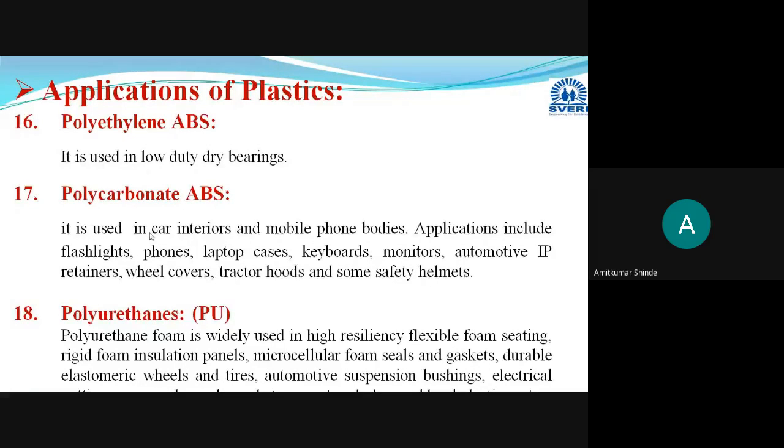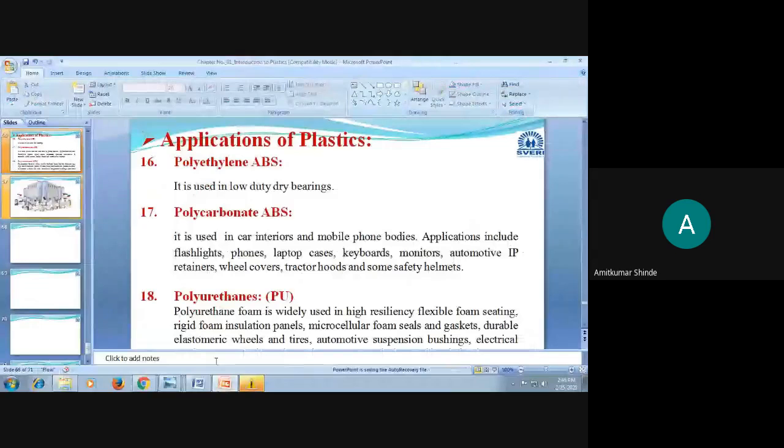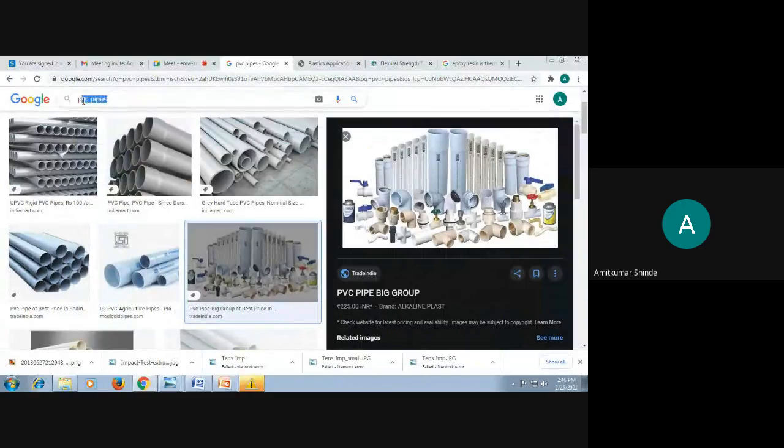Then I have already repeated this in the ABS, that is keyboards, monitors, and then here automotive IP retainers, then wheel covers are there, then tractor hoods. This tractor hood is nothing but, you can see, the top surface. I will show that in the picture. This tractor hood may be easily understood by you after seeing the picture.